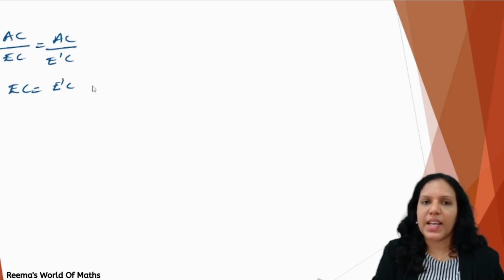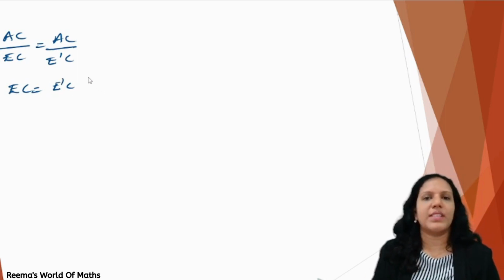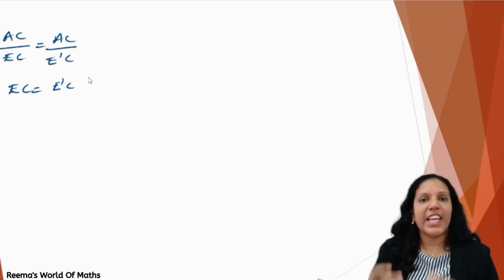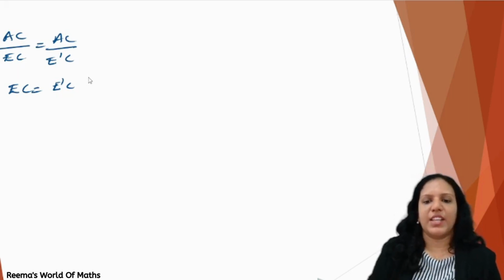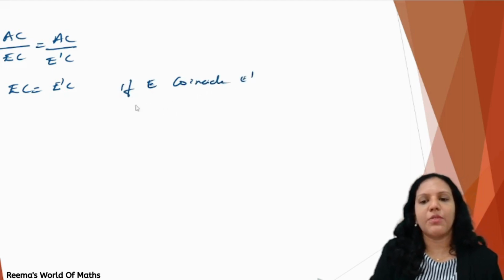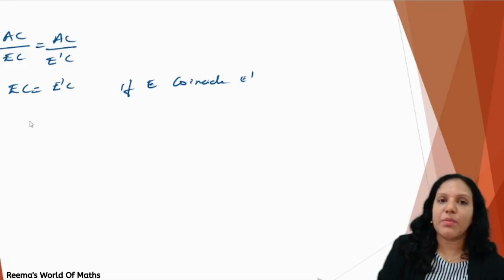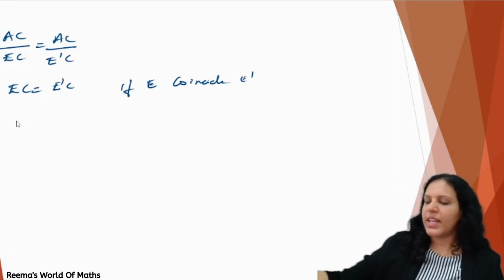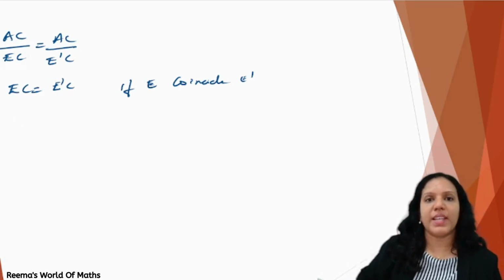If EC is equal to E dash C, how will it be possible? It will be only possible if E overlaps E dash. So that is, E coincides with E dash. That's the only time when E will be equal to E dash. So it is overlapping. This means E dash is overlapping or coinciding with E.